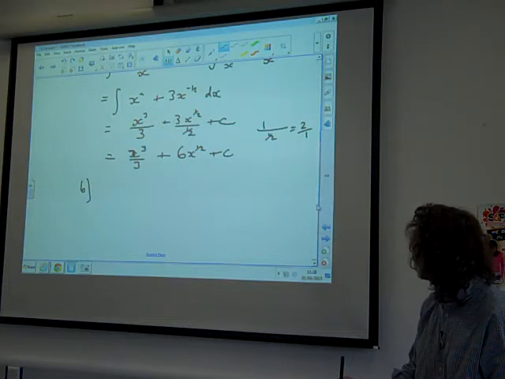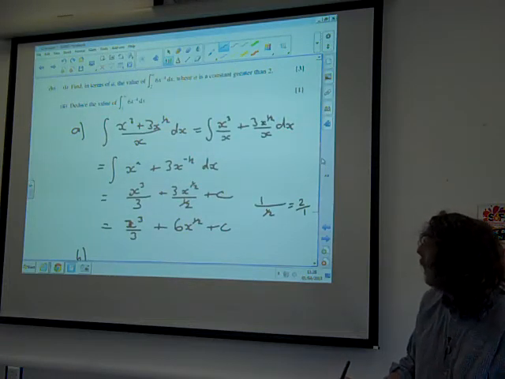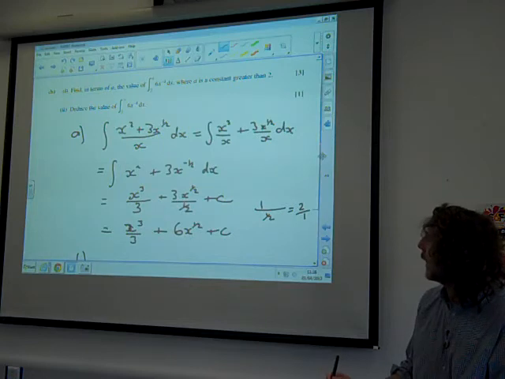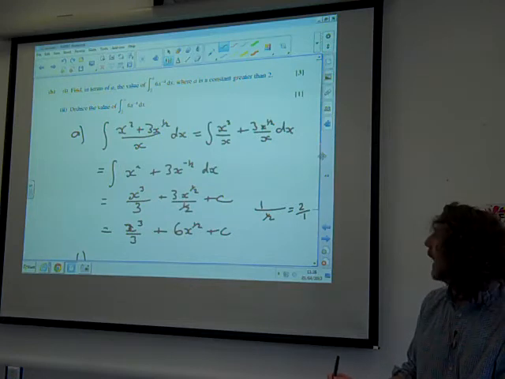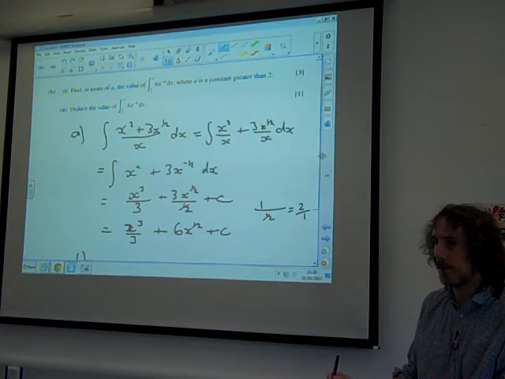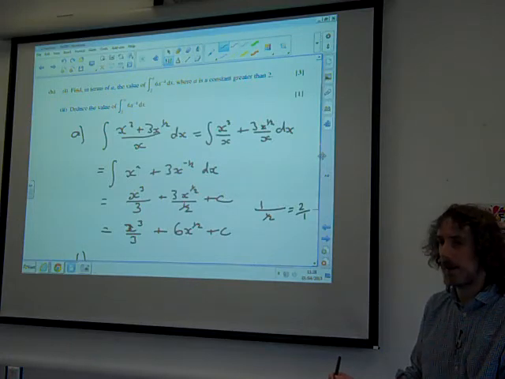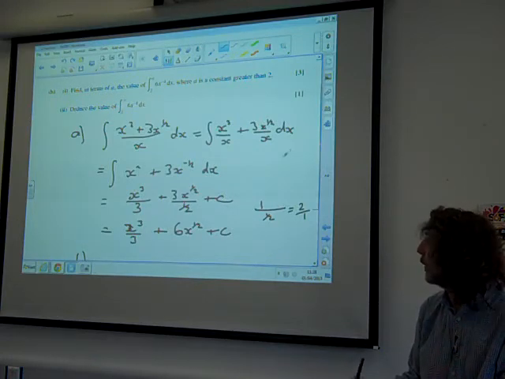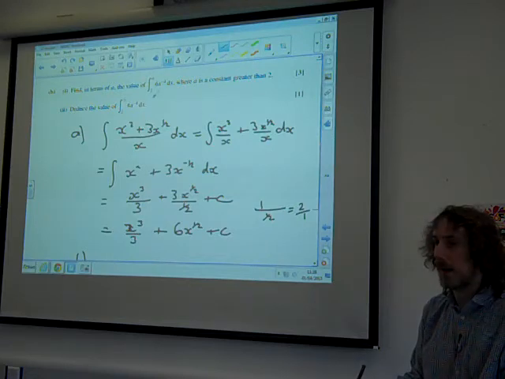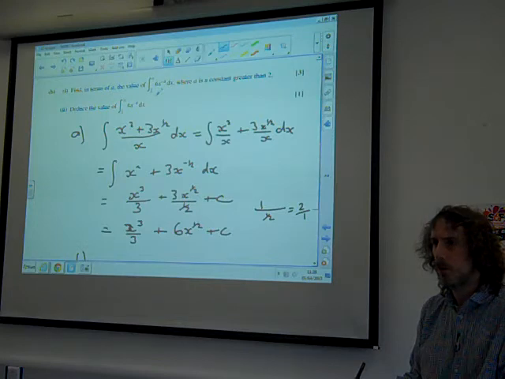Now, part B said, find, in terms of a, the value of the integral from 2 to a of 6x to the minus 4, where a is a constant greater than 2. It has to be greater than 2, otherwise that bit there has kind of problems.